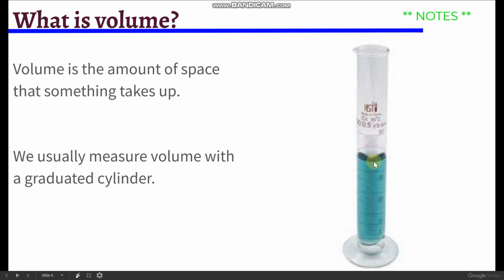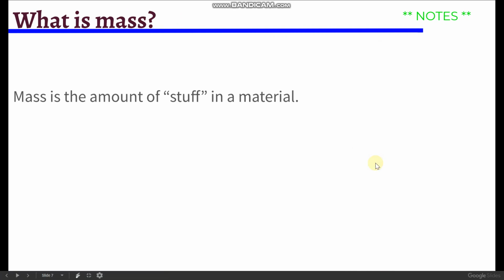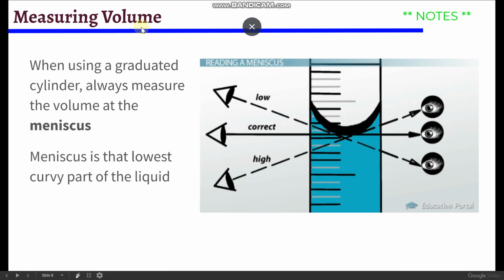One thing I want you to notice, look, when you put liquid in a graduated cylinder, it kind of forms a little bit of a bubble on top here. So when we measure volume, and we have that little bubble on top, we actually measure from the bottom of the bubble. That's the level that we're at. That little bubble is called the meniscus, and you want to measure from the bottom of the meniscus. That's how you measure volume.